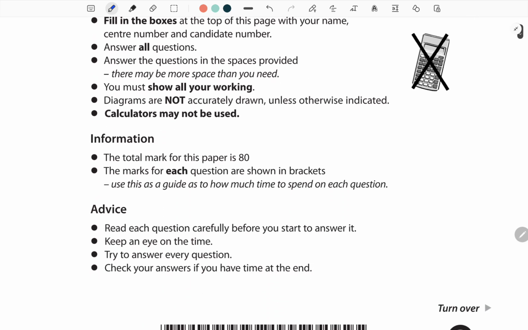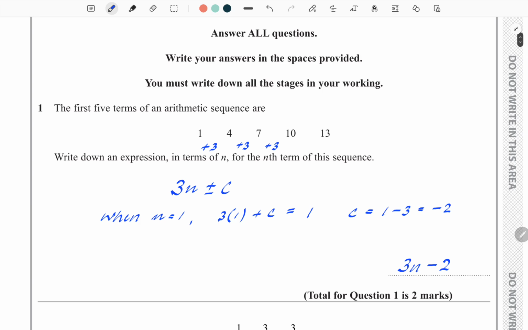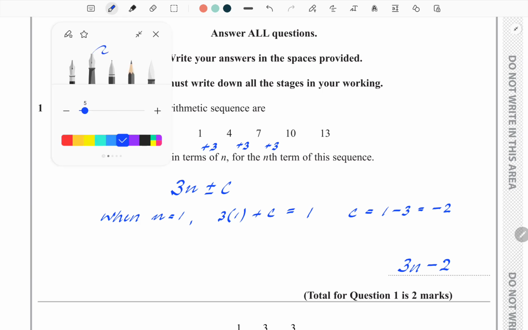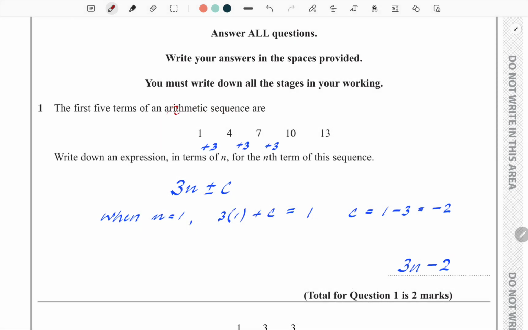All right, so question number 1. Let's go into that straight away. This says it is an arithmetic series. All right, and I'm going to just change the color here. So arithmetic series, okay. This means you are adding the same number each time.